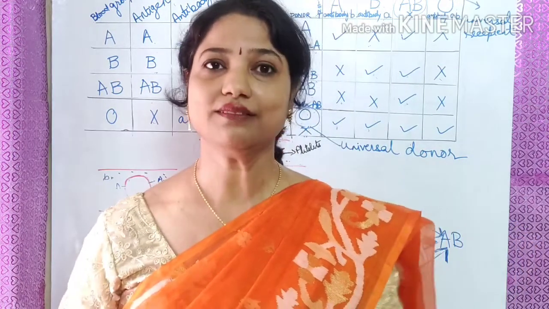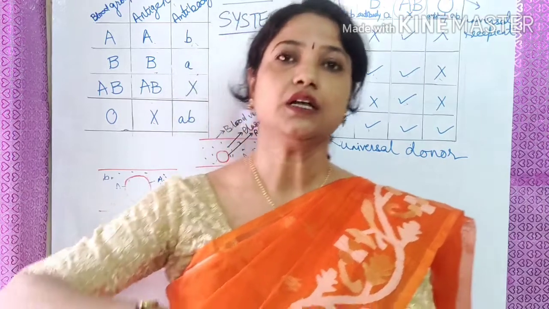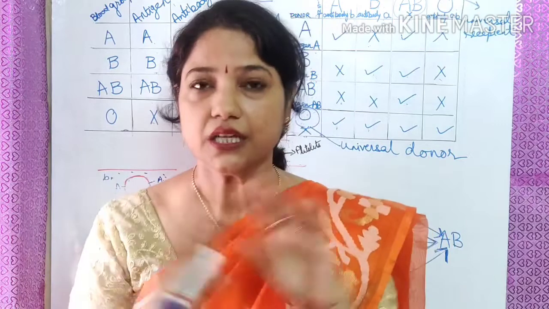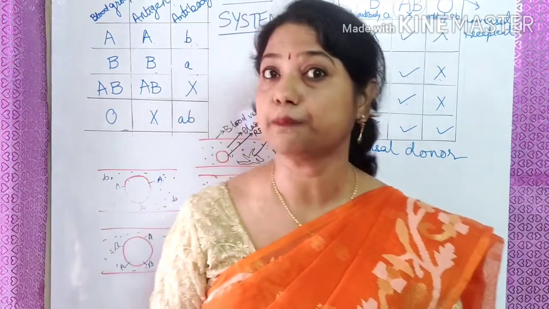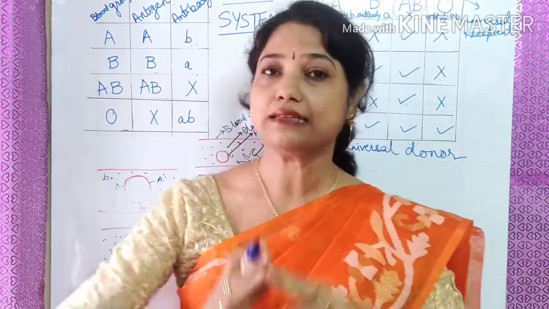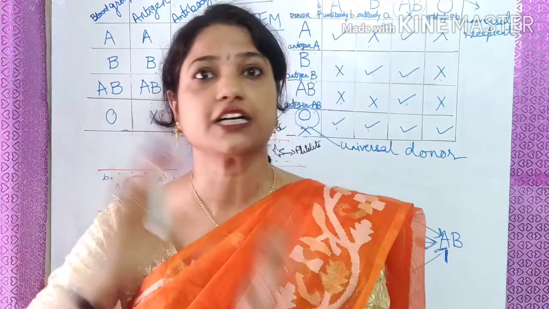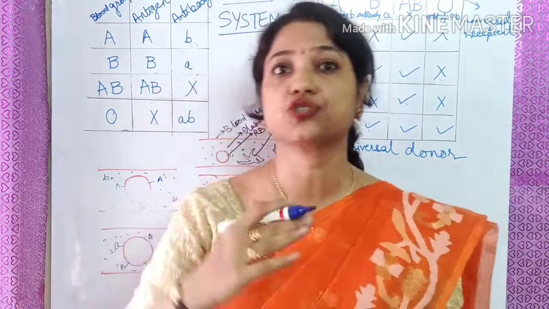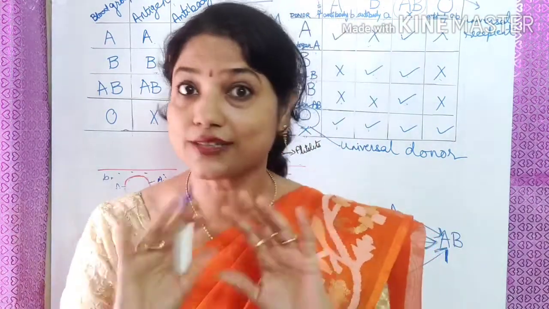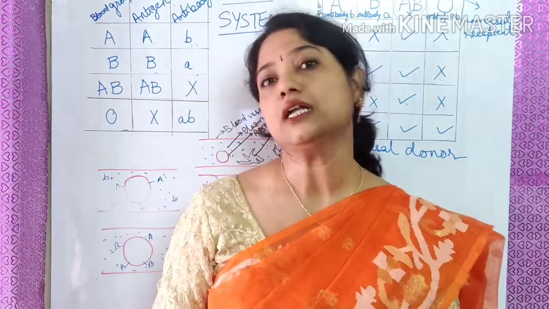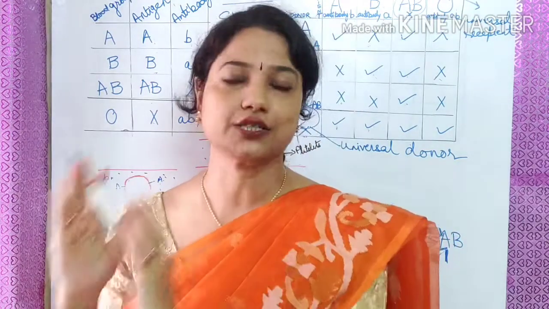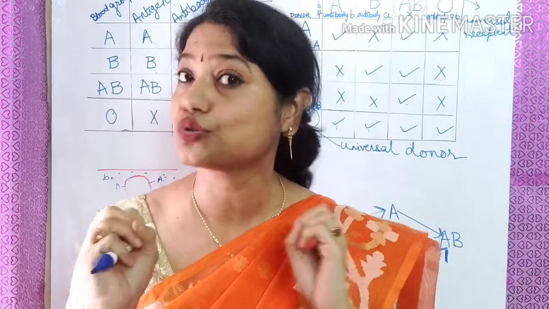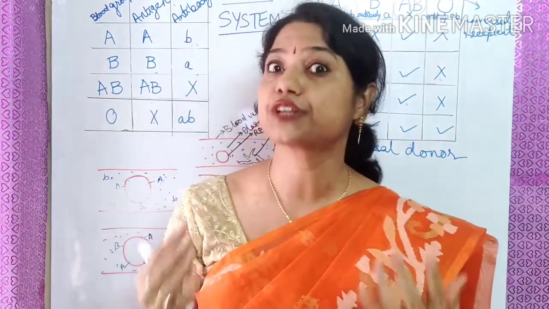Now children, when a donor is giving blood to a recipient, the compatibility of the blood is checked. Compatibility means matching of the blood. That is, antigen A should combine only with antibody B. Similarly, antigen B should combine only with antibody A. So this is called compatibility of the blood. Along with this antigen-antibody compatibility, the presence of Rh factor is also always checked before giving blood.